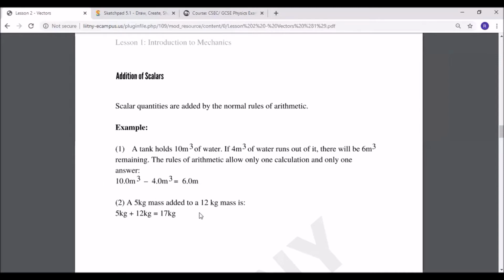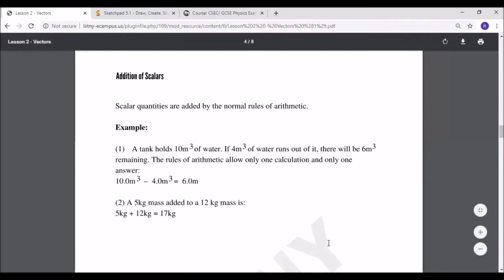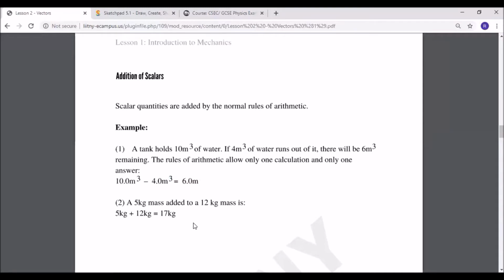So just like regular arithmetic operations with scalar quantities, we would just subtract the amount that ran out of the tank from the initial amount, and we would get the answer. And I apologize, this should also have a cube right here. So the answer would be 6 meters cubed, right? Same thing with maybe kilograms. A 5 kilogram mass added to a 12 kilogram mass is 17 kilograms. So addition of scalars is truly simple, just adding and subtracting.